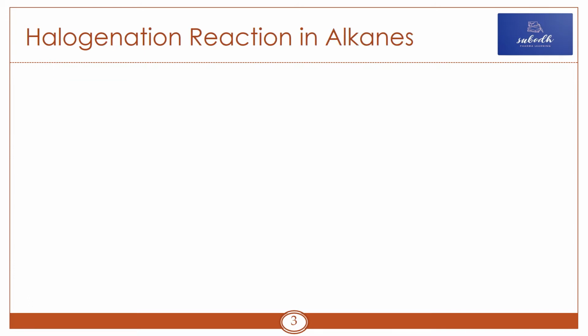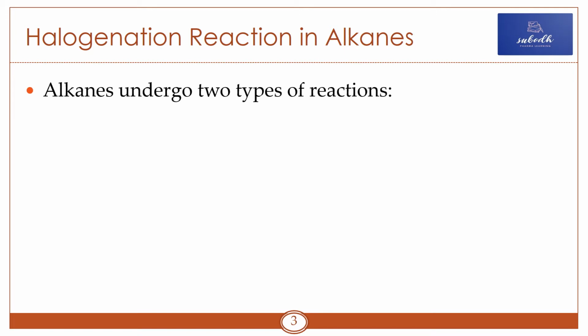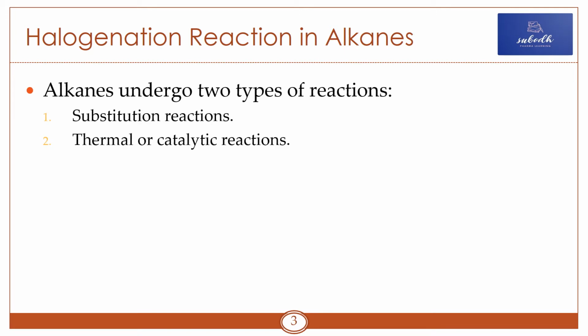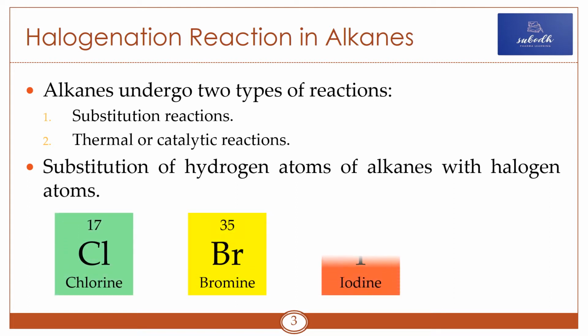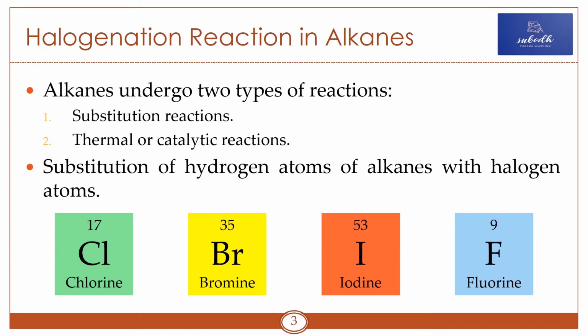The alkanes undergo two types of reactions. The first is substitution reaction and the second is thermal or catalytic reaction. In this video, we will see the halogenation reaction of alkanes, which is a substitution reaction. The substitution of hydrogen atoms of alkanes with halogens like chlorine, bromine, iodine and fluorine is called halogenation reaction.